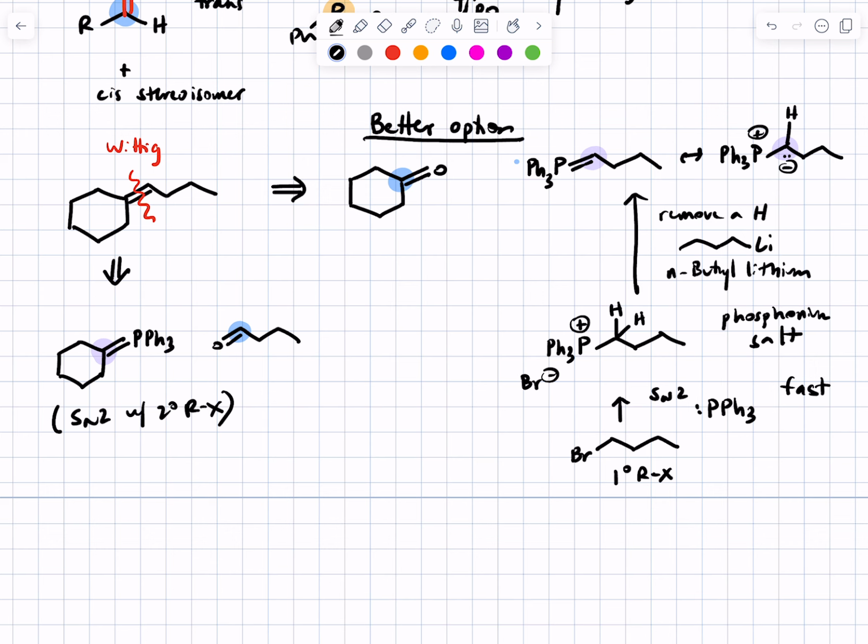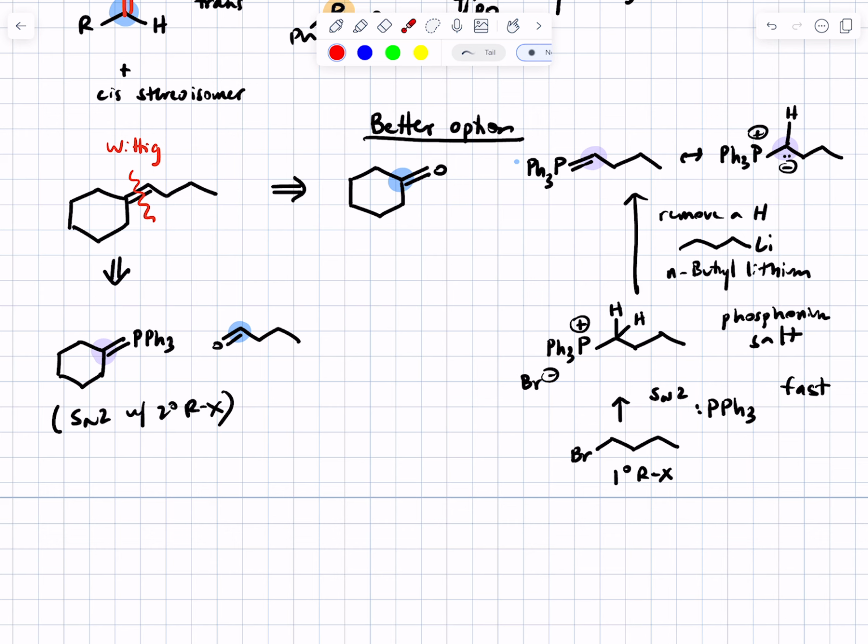Does that make sense? Yes? So why do we go with the less substituted one? Is that your question? You want to choose the side that's less substituted to be the Wittig reagent, so that you can make that via the more efficient SN2 reaction.